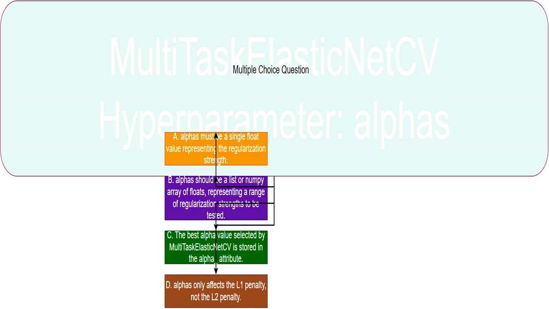We're exploring the alphas hyperparameter within the Sklearn linear_model MultiTaskElasticNetCV function. Think of alphas as a knob that controls how strongly the model is penalized for complexity. A more complex model, one that tries to fit the data too closely, might overfit. The alphas parameter helps to prevent that. This is part of a regularization technique, specifically the ElasticNet method which combines L1 and L2 regularization.